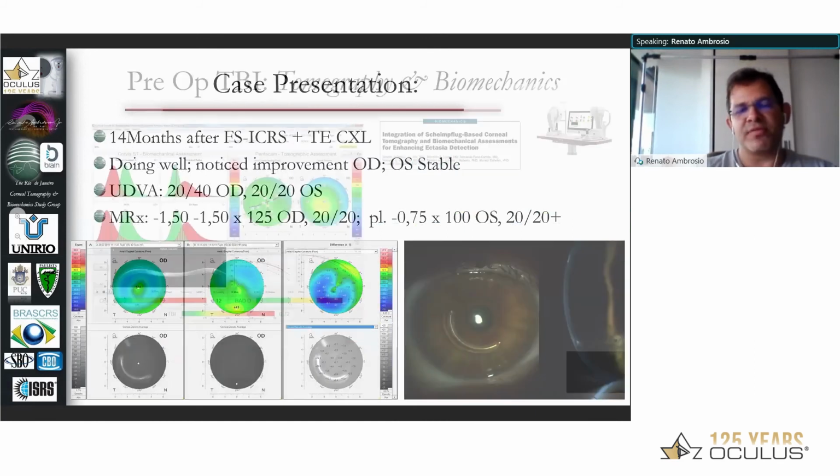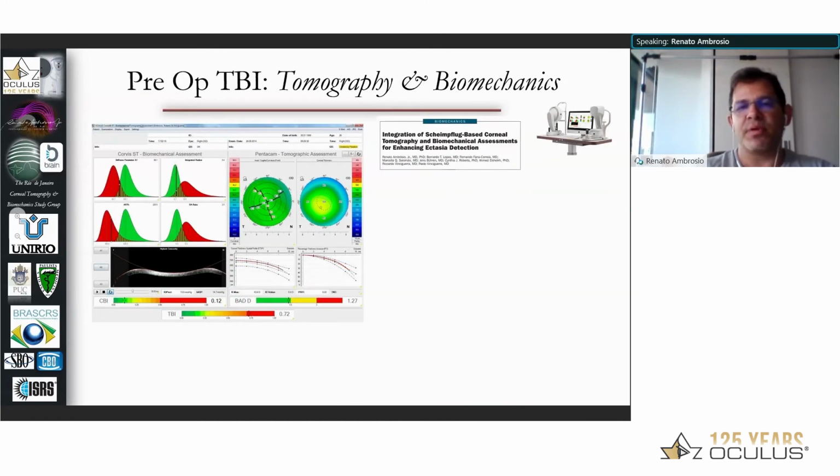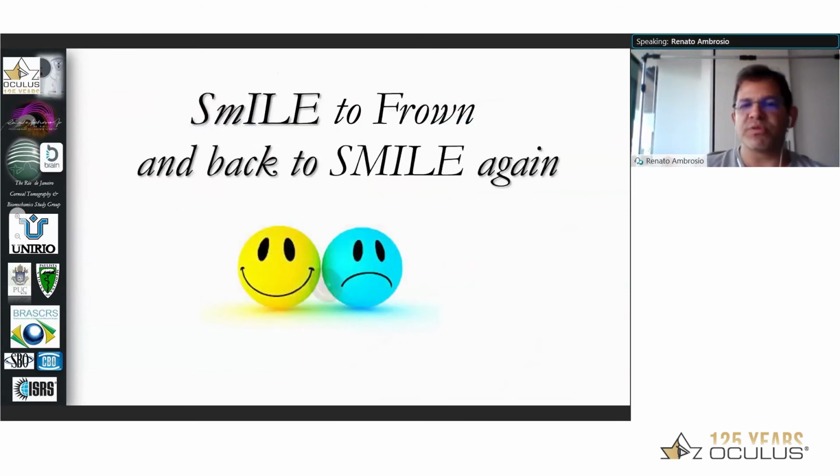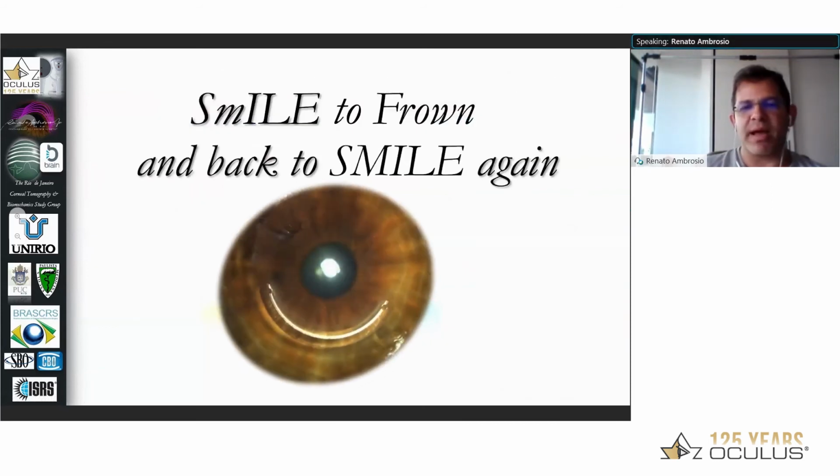But what I have learned from this case is that we had the data from the pre-op, and the TBI was 0.72 in this patient in the right eye and 0.25 in the left. So she was a susceptible cornea, and if I had looked at that data, I probably would have prevented this case. So we go from SMILE to frown, but back to SMILE again.